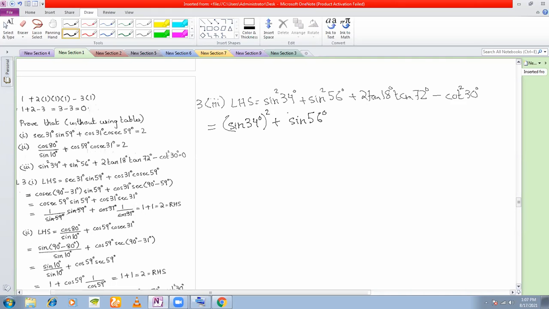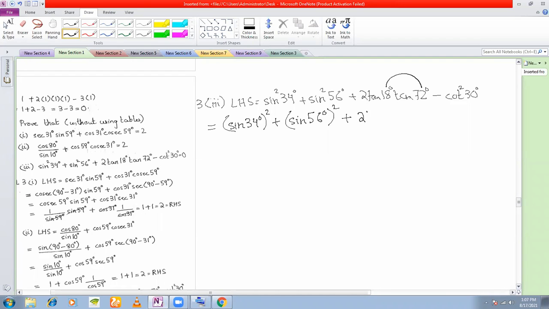Later on, once you are comfortable with trigonometry, you can work directly with sine square. Plus, now see here, this is a product of two tans. Also, what you see is that the sum of these two angles is 90 degrees. That means you can change either one of them to a cot.